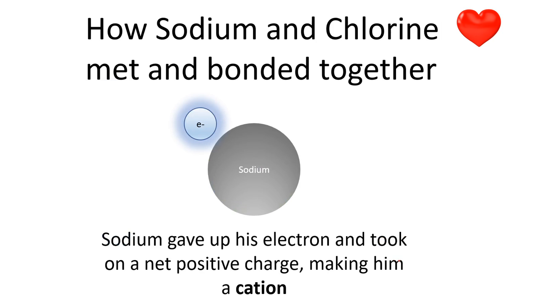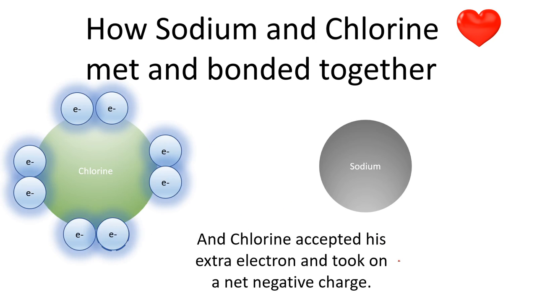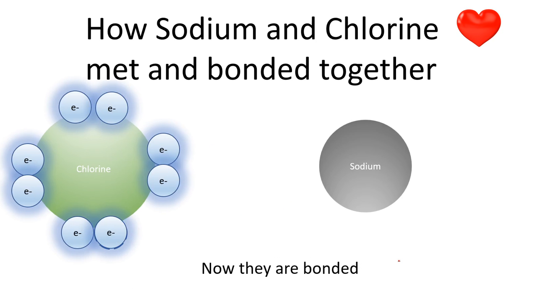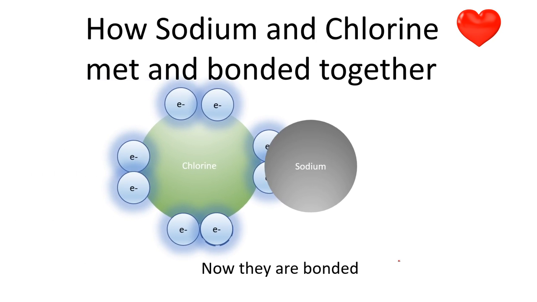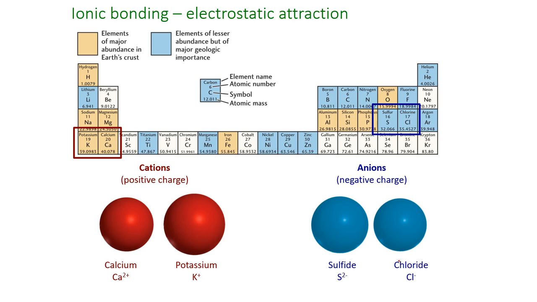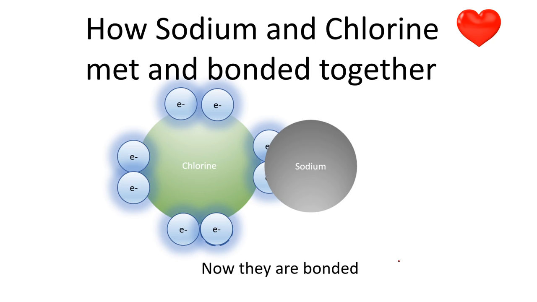So what's going to happen is that sodium's going to give up his electron. It's going to go flying into chlorine, and then they're going to stick together, right? They're going to want to be together because he wants to give away his electron and she wants to accept it. So now they're bonded together, and that's a very strong bond. Okay, so it's very hard to tear those two away from each other from now on.